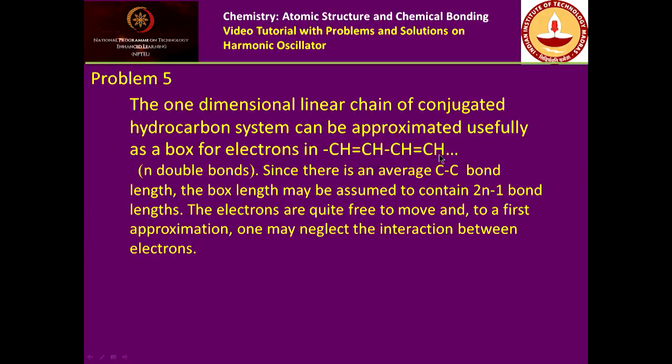This is the conjugated system, CH double bond CH, single bond CH, double bond CH, and so on. If there are n double bonds, then you can see that the chain has a certain length. And since there is the average bond length for CC, the box length may be calculated, and you can see that leaving the edges out, there are 2n minus 1 bond lengths. The electrons are quite free to move, and to a first approximation we neglect the interaction between the electrons. So, this is a statement.